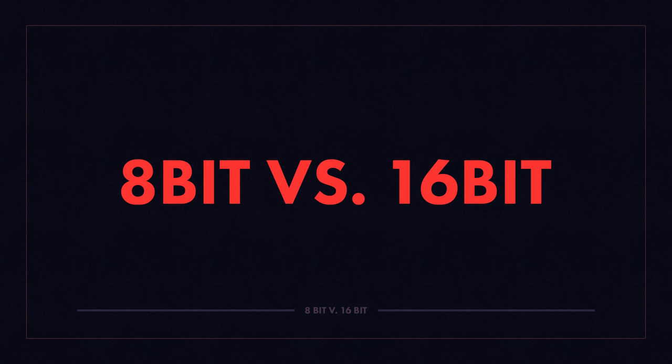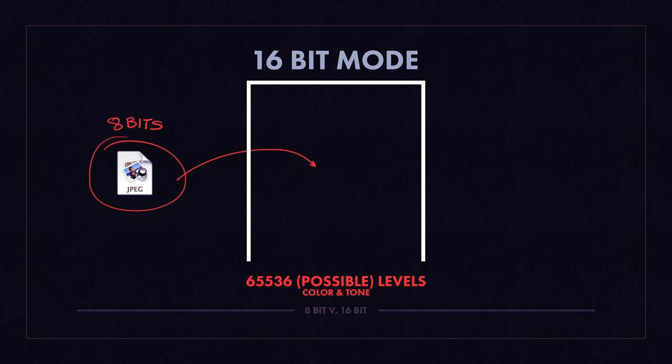But the one thing I want to point out here is you can't expect to bring an 8-bit JPEG into Photoshop, switch over to 16-bit mode, and magically your image has 65,000 plus levels of color and tone. It doesn't work that way. You still have those original 256 levels of tone that your JPEG had. You don't automatically instill greater detail into an image that just doesn't have the data there.